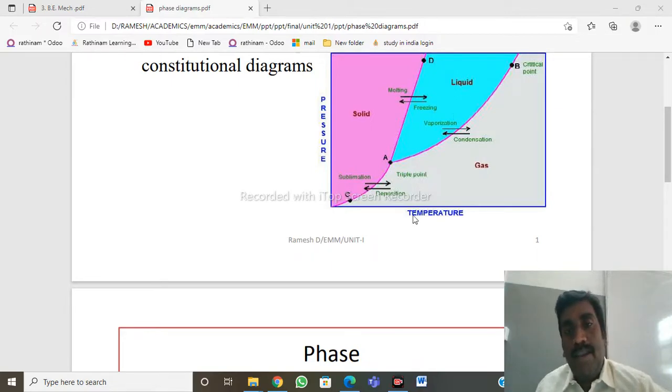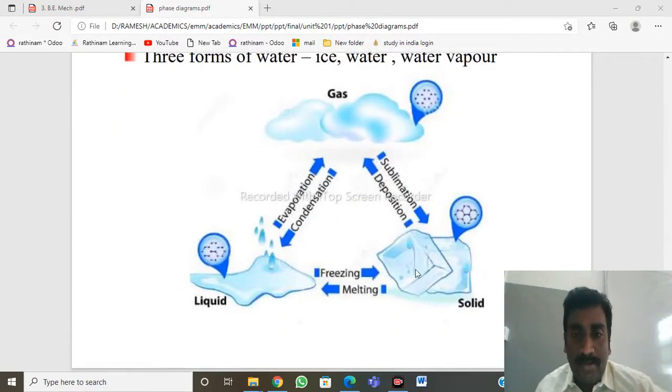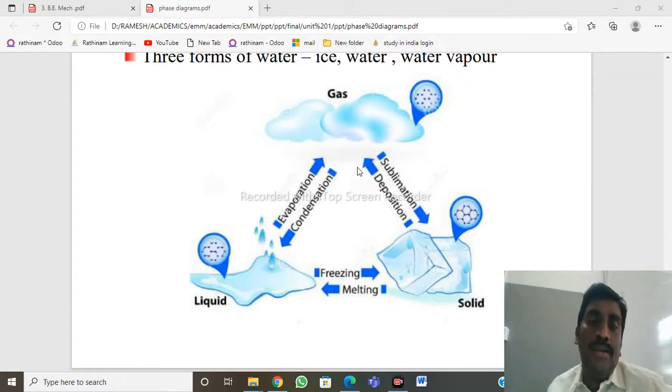Then I am increasing the temperature again. Now you see, I melted it up to 40 degree, then I can get the liquid. If I am increasing the temperature further, up to 50 degree, 60 degree, 70 degree, 80 degree, what happens? Up to 100 degree centigrade, this water boils. Then the bubbles will come after the 100 degree. After the 100 degree centigrade, what happens? The steam is produced.